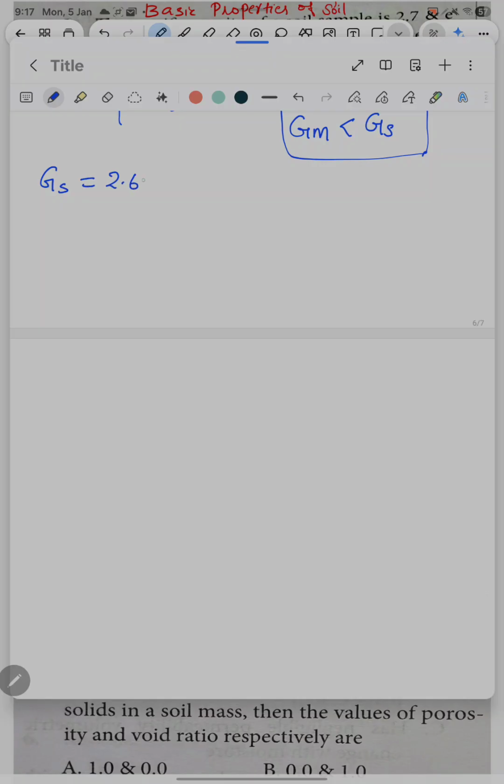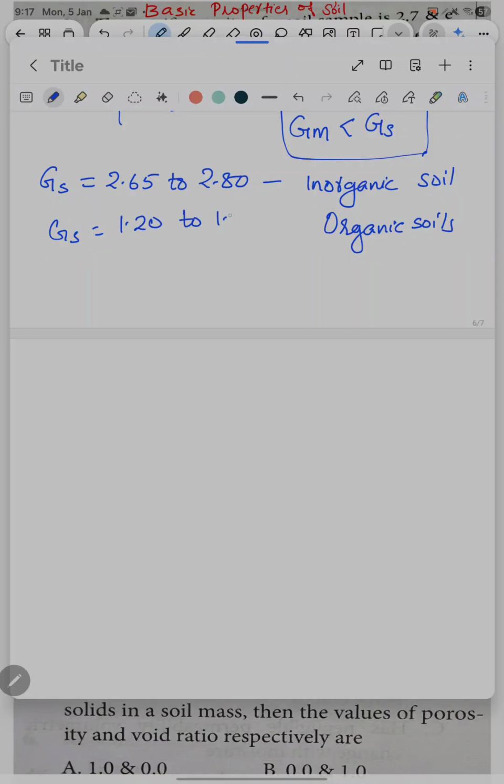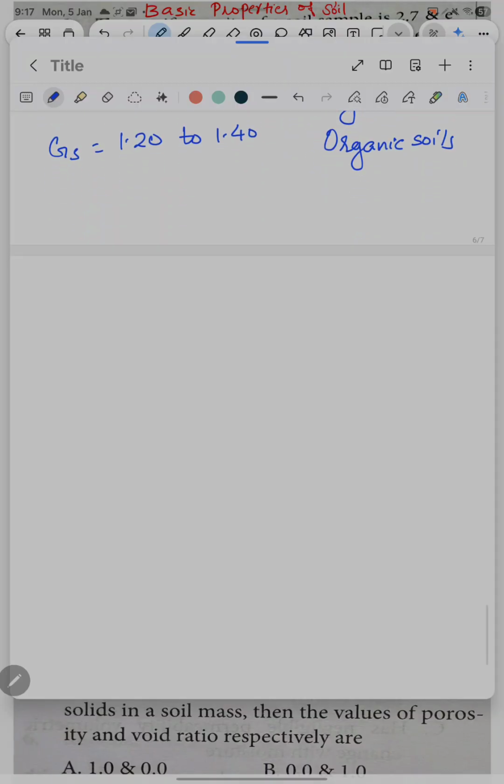Next we are going to study the value range of absolute specific gravity GS. GS value is 2.65 to 2.80 for inorganic soils. In case of organic soils, the value varies from 1.2 to 1.4. Okay, this is all regarding specific gravity.